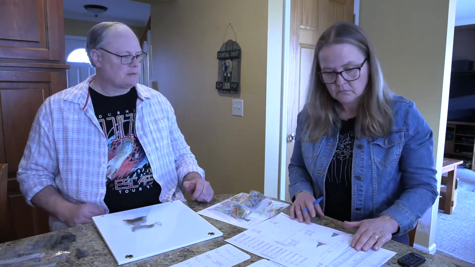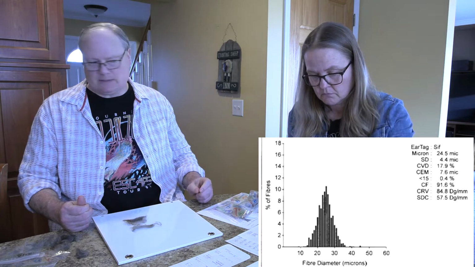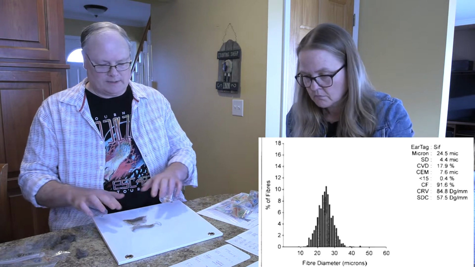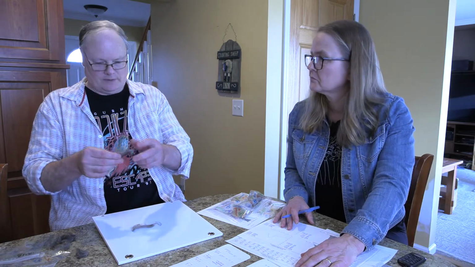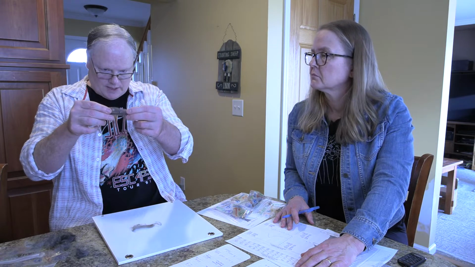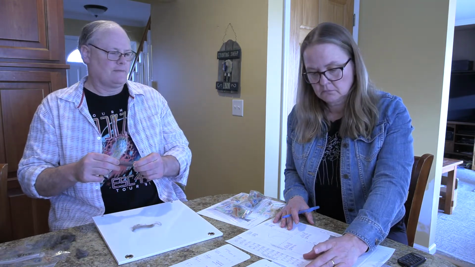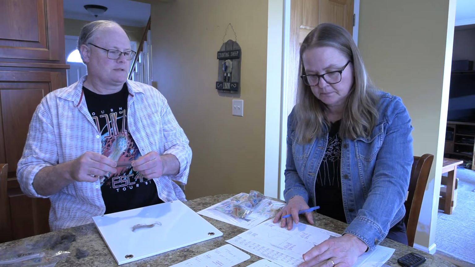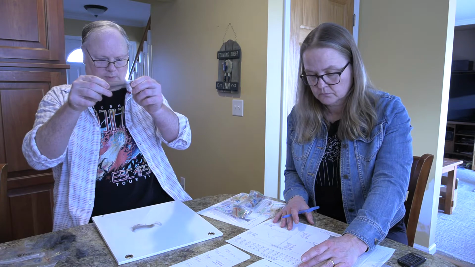So the first sheep that we're looking at here, the first fiber is from SIF, and her percent less than 15 was 0.4. So not many less than 15. That's not surprising because her overall average was close to 25. 24.5, right. And her spinning fineness was 23.2.